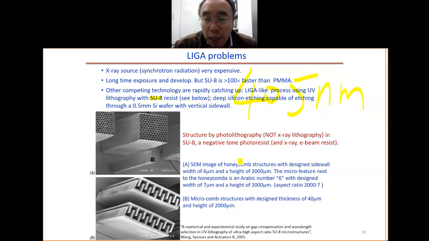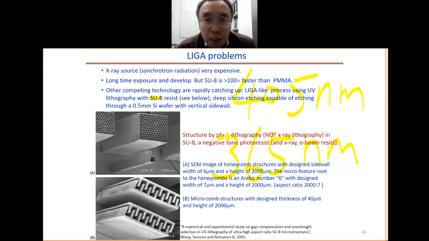405 nanometer is the H line for the mercury arc lamp. We know that the I line is 365 nanometer. For the case of SU8, the absorption of this wavelength is larger than the absorption at this wavelength. So that's why for this paper, this wavelength is filtered out, and only this relatively long wavelength is used to have even higher penetration into the SU8 resist. So first, SU8 gives you low absorption. Secondly, because it is a chemically amplified resist, it is very sensitive. So the exposure time is still acceptable.